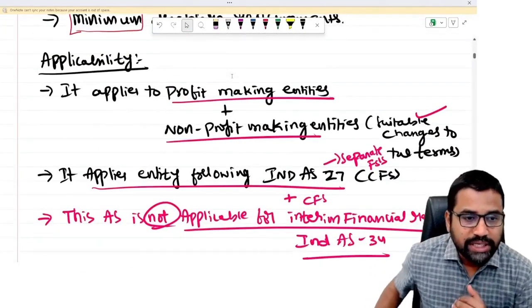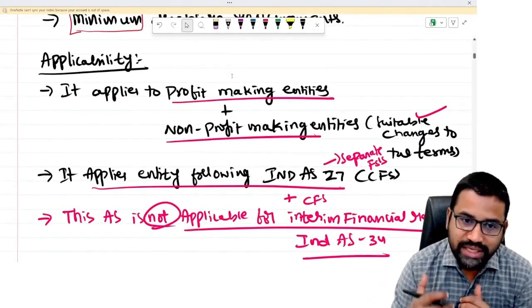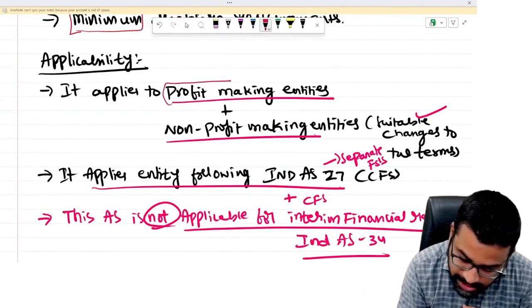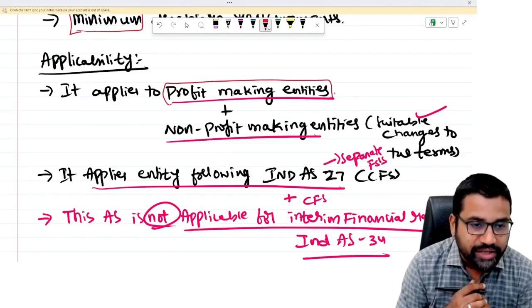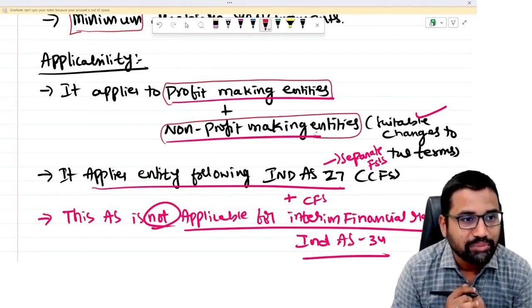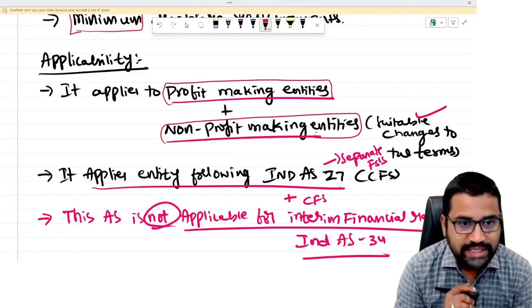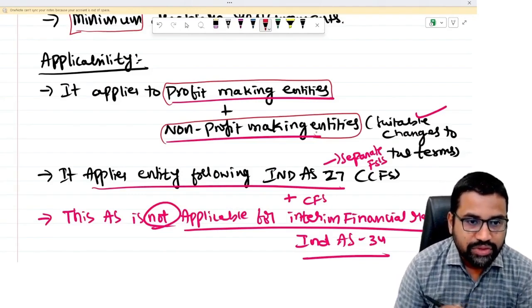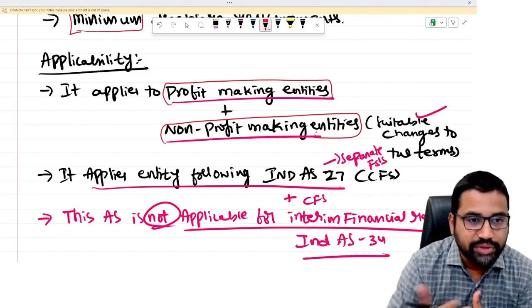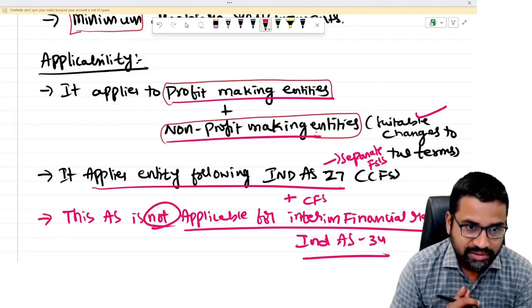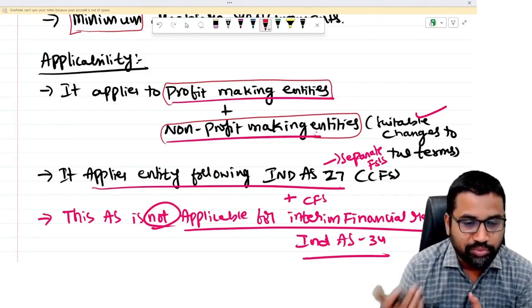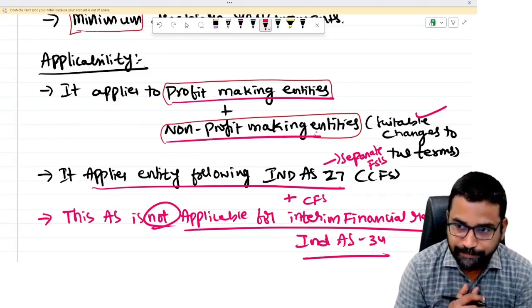Now applicability. Is Ind AS 1 applicable to every organization? Yes. Be it a commercial organization like a profit making entity, or a non-profit making entity, NPOs, section 8 companies, for everyone this standard is applicable. Of course, we have to make suitable changes to the terms when applying this standard to non-profit entities, because the terminology of the components of financial statements in non-profit organizations may be a little bit different.